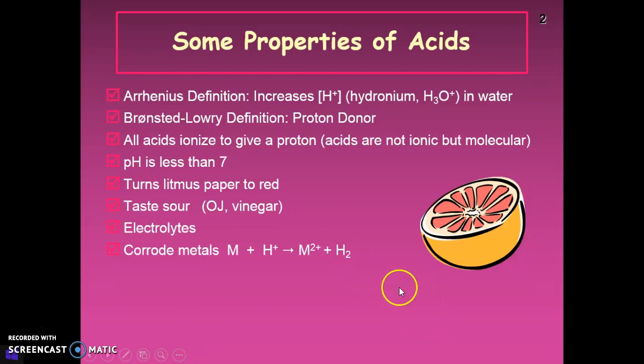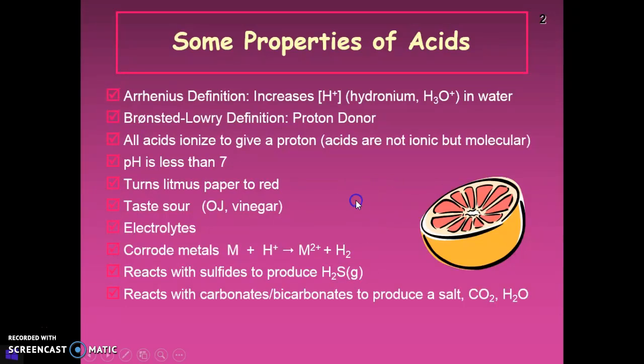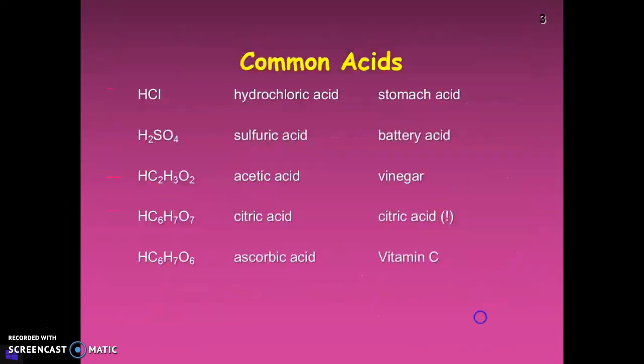Acids will corrode metals to create hydrogen gas or the metal ion or some kind of gas. It's not necessarily always hydrogen gas, but they will corrode metals. They'll cause metals to become ions. Acids will react with sulfides to produce H2S. That's the smelly gas of rotten eggs that you think of. And acids will react with carbonates and bicarbonates, you've seen this a couple times, to produce CO2 and water. And finally, the most obvious one, they react with bases to form salt, some sort of ionic salt, and water.